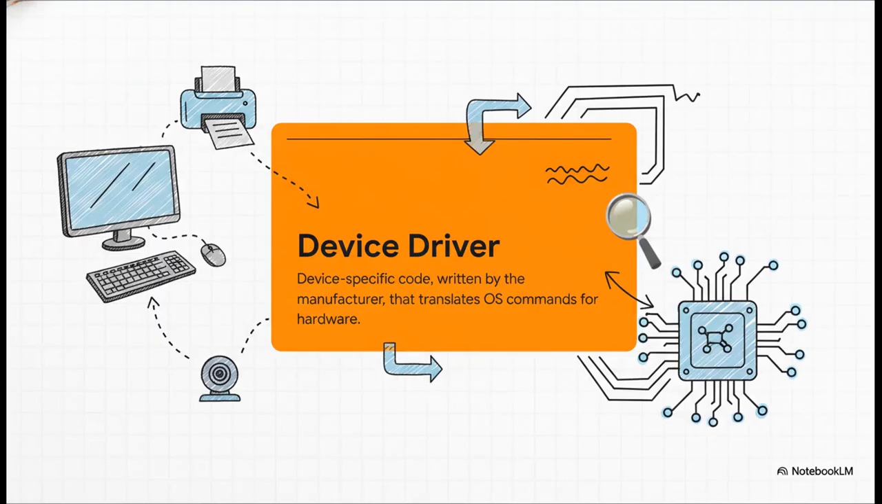So, here's a question. How does your operating system, whether it's Windows or Mac OS, know how to talk to the thousands of different printers, webcams, and keyboards out there? Well, the short answer is, it doesn't. That's the whole job of something called a device driver. This is a special piece of software, usually written by the company that made the hardware, and it's basically the perfect translator. It tells the OS exactly how to speak the unique language of that specific device.